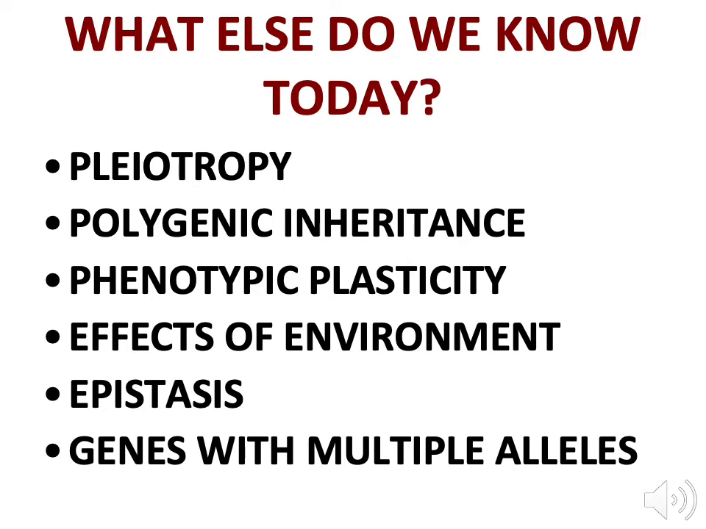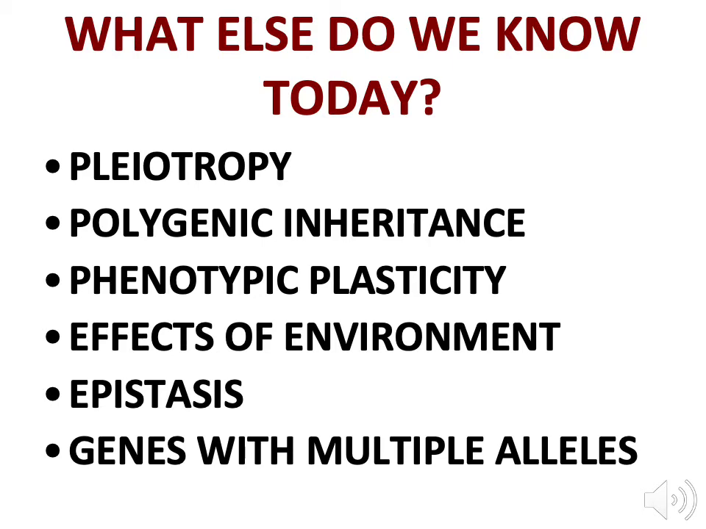On this slide, we're going to delve a little bit into some additional information we know today, something that goes above and beyond what Mendel knew and above and beyond what some of the early genetics researchers knew as well. Let's start off with our first two bullets, pleiotropy and polygenic inheritance. These two bullet points indicate something we know today that scientists did not know 100 years ago.